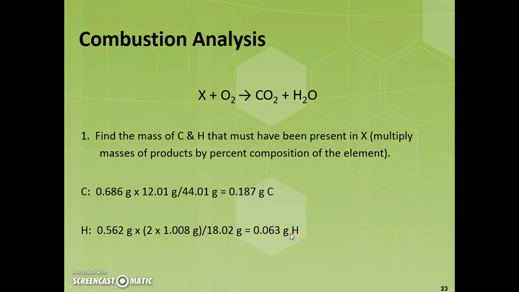Now there's a really easy check for us to do here, right? We started with 0.25 grams of material and we burned it, and we said that 0.187 grams of that material must have been carbon, 0.063 grams must have been hydrogen. If we add these together, we get 0.250 grams, right? So this indicates that our material was 100% carbon and hydrogen. There are only carbon and hydrogen, there are no other elements.